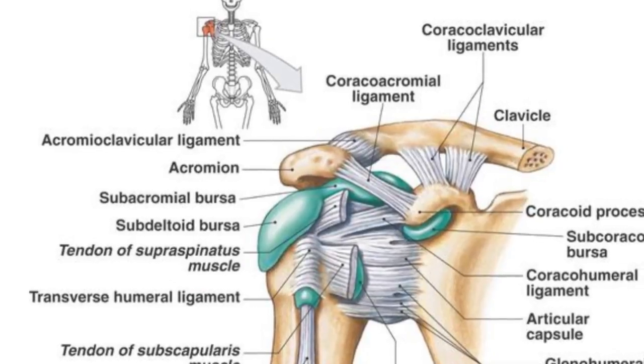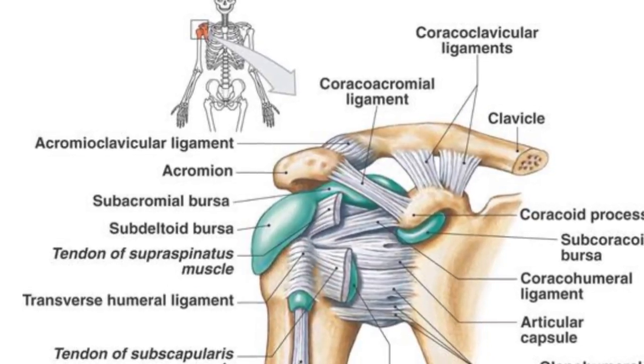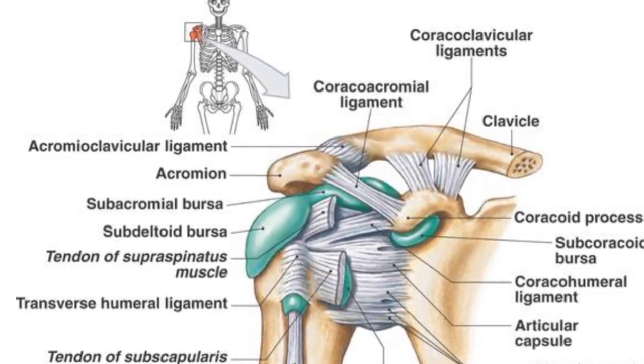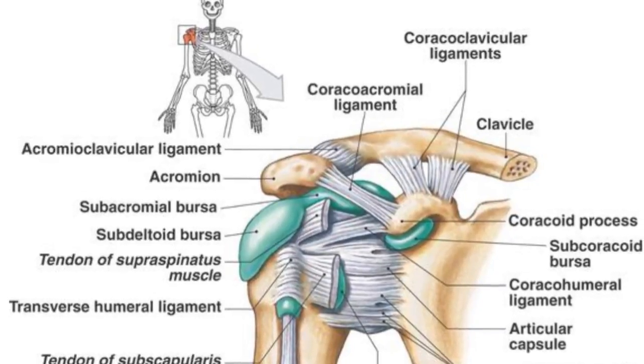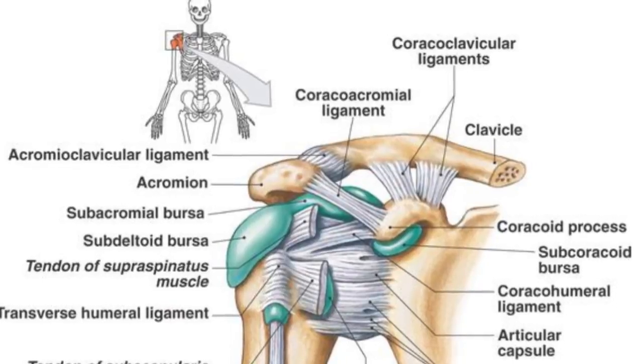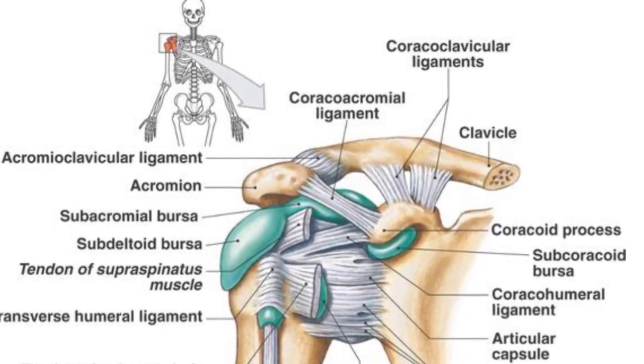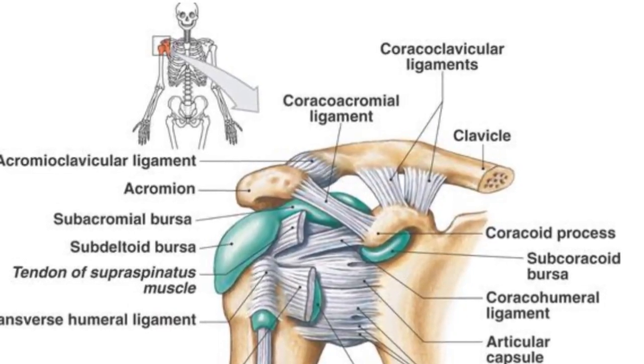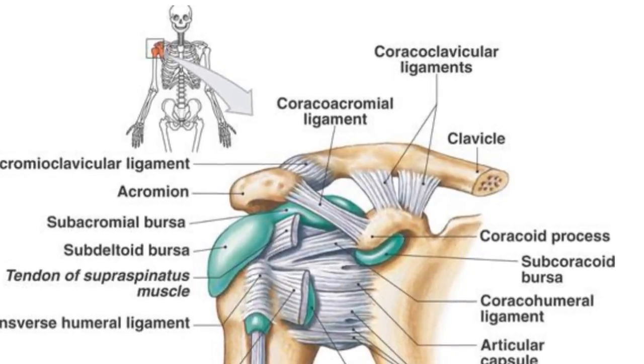There is also another major ligament called the coracoacromial ligament. This one is special because, unlike the others, it is not a thickening of the joint capsule. It runs between the acromion and coracoid process of the scapula, forming the coracoacromial arch. This structure overlies the shoulder joint, preventing superior displacement of the humeral head.